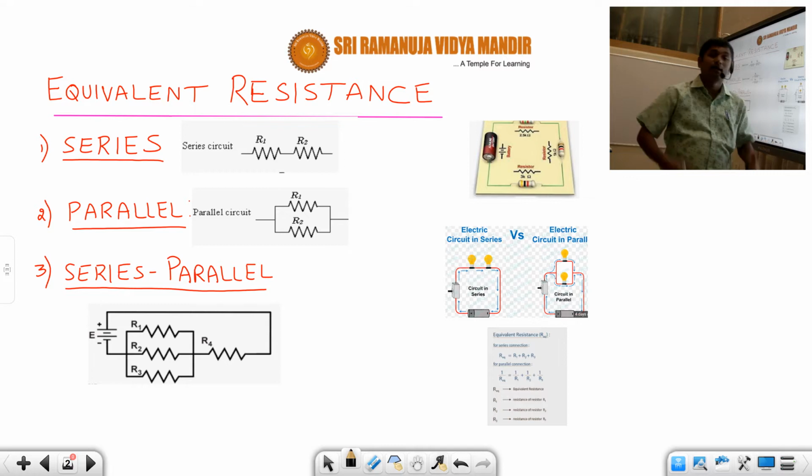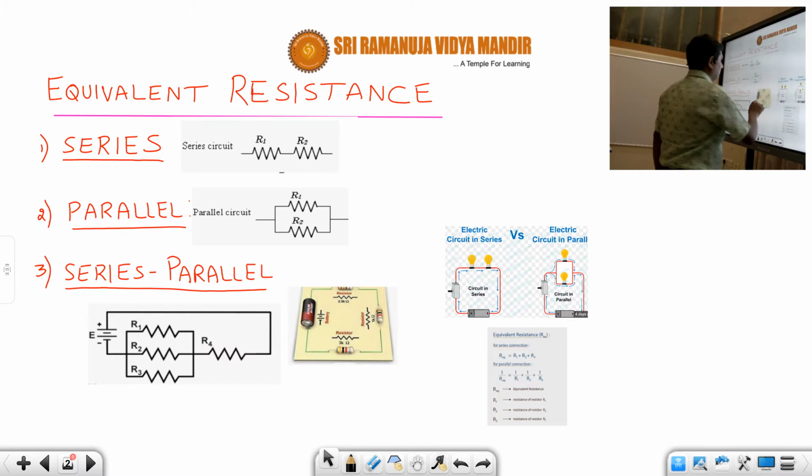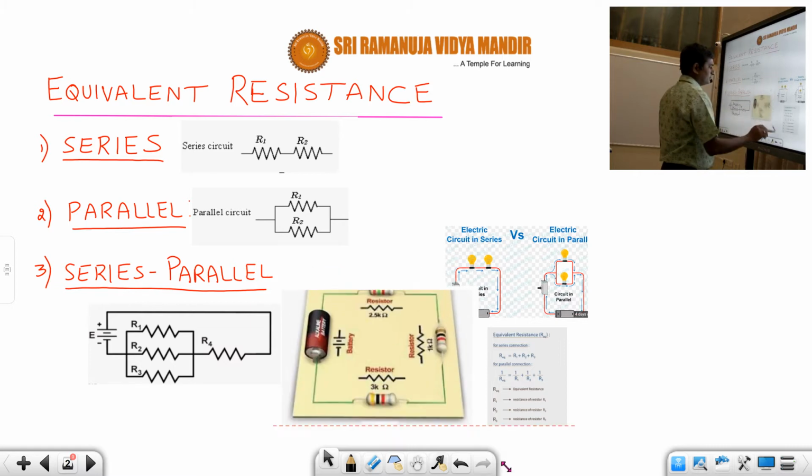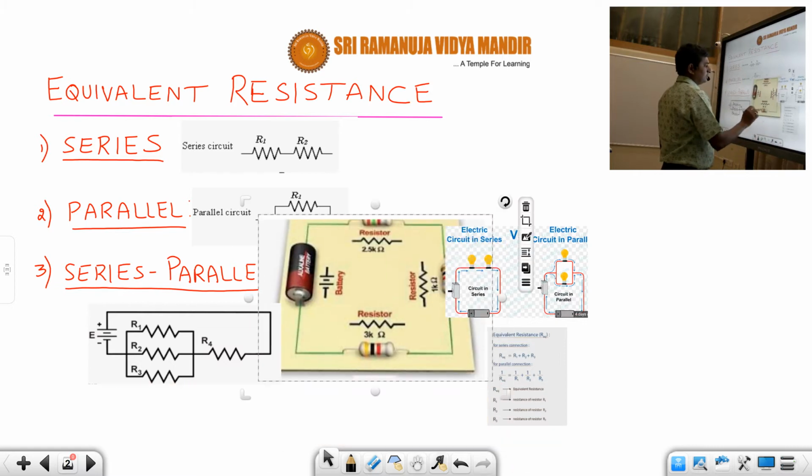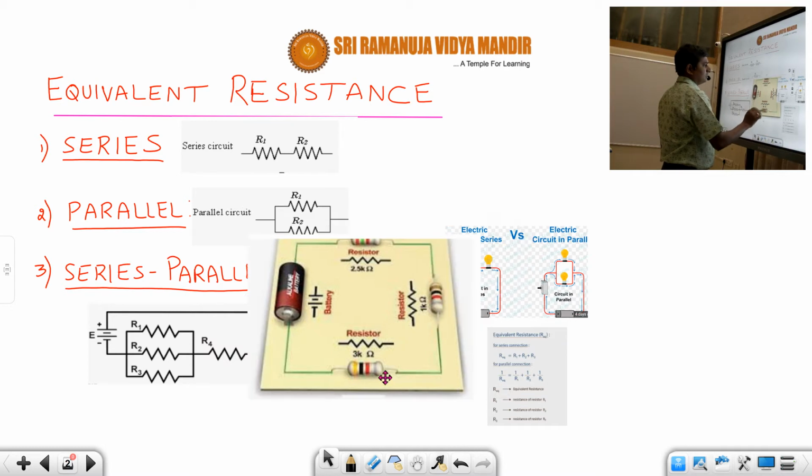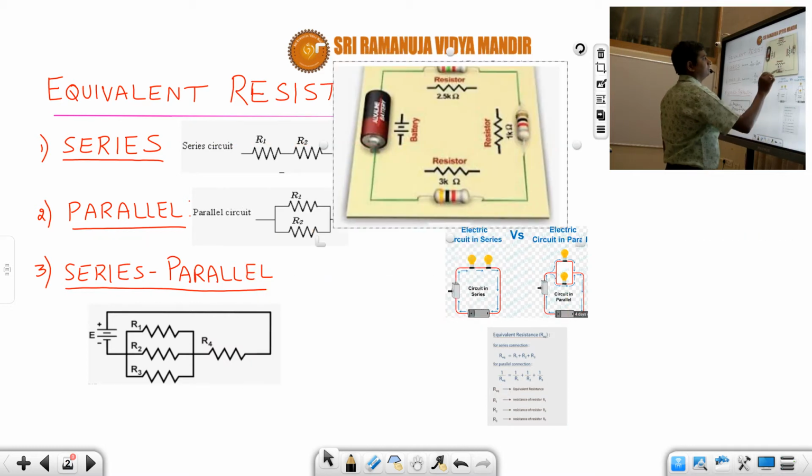Okay, students, first, before that, in your lower classes you must have learnt about the resistor, and some of you may have seen resistors also. If you have not seen one, you can see it on the screen, students. This is the resistor, and I am enlarging it here. These are called resistors: 3 kilo ohms, 1 kilo ohm, 2.5 kilo ohms.